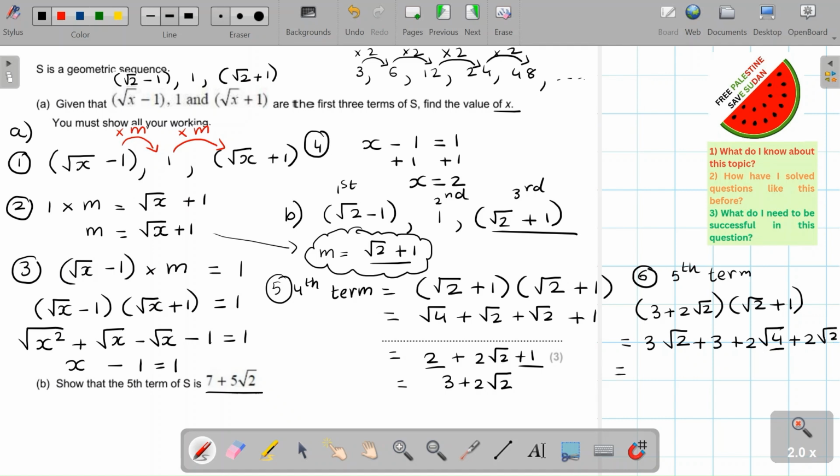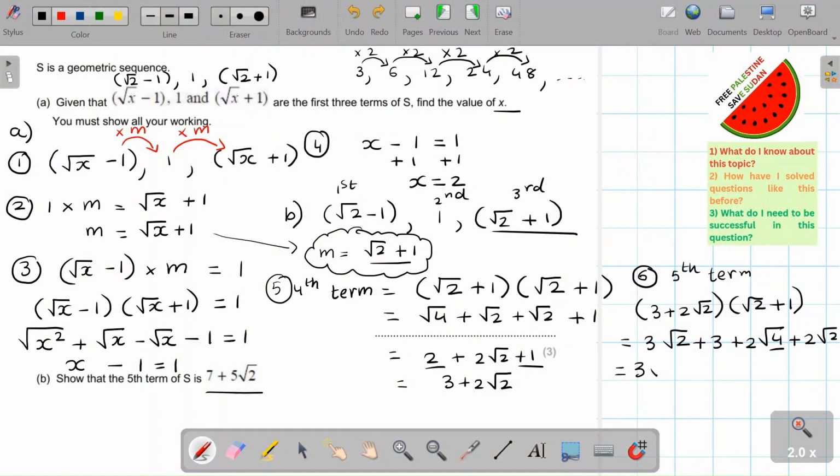I'm going to simplify this. So here I have 3 root 2 and 2 root 2, I can add them to give you 5 root 2. So I'll erase that. And I get 5 root 2 plus 3 plus 2, and square root 4 is 2, so 2 times 2. So I have 5 root 2 plus 3 plus 4. These two add to give me 7, so I've got 7 plus 5 root 2, and that's exactly what they were looking for.